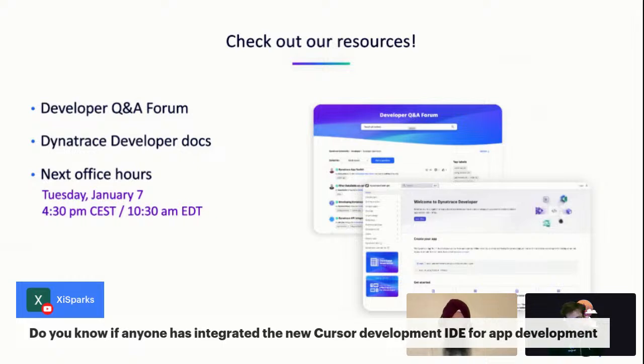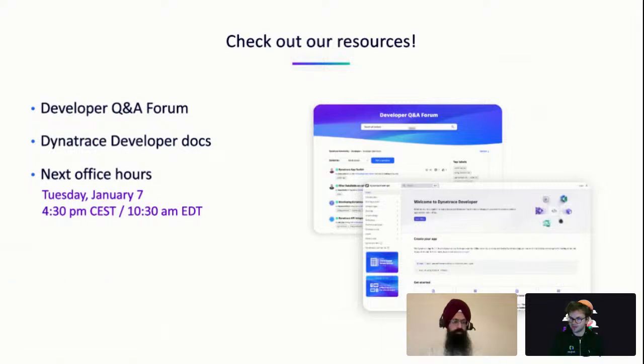Now we have a question. Do you know if anyone has integrated the new Cursor development IDE for app development? Inda, could you take this one? Yeah, sure. I think it's a very big question. First of all, I haven't heard of it. Cursor is basically an AI code editor, for the rest of the audience. If I'm not wrong, the base seems to be like VS Code, with the AI built in. I'm pretty sure you can use it, but I don't really know what integrated means here for app development. I haven't used it personally, but it seems like a GitHub Copilot-like tool built into the IDE. If it's like any other IDE, of course you can use it, but I don't have first-hand experience with that.